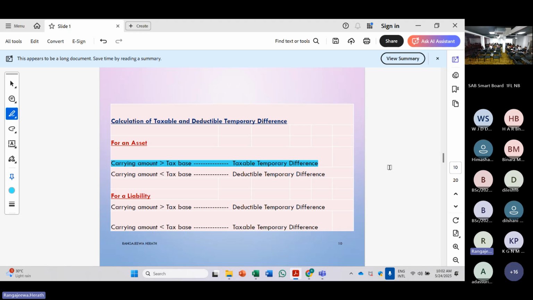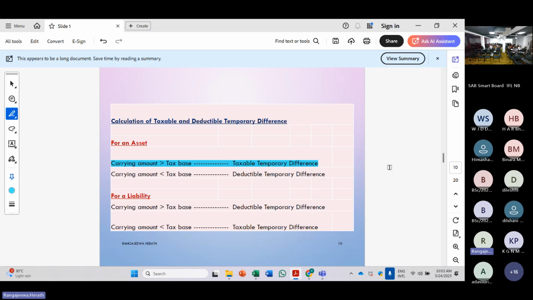Let's say an asset has been depreciated for accounting. If we take the first example, we purchase machinery for 100 million. For accounting purposes, depreciate over 10 years. So annual depreciation is 10 million, and at the end of the first year, the carrying amount is 90 million. Same machinery, tax depreciation 20%. So the first year, 20 million depreciation.